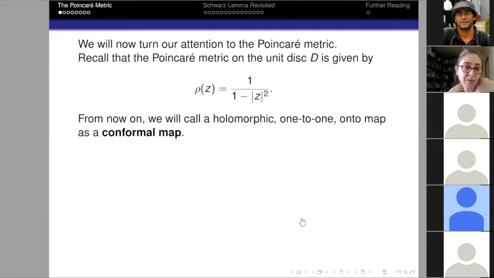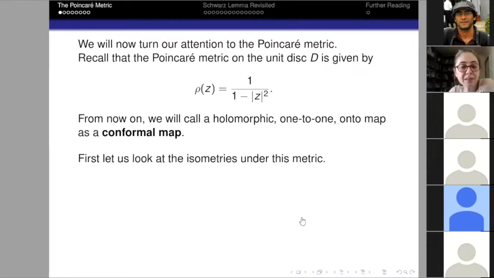I strongly recommend you to review the subject from a complex analysis book. Ahlfors does it in a detailed way. Also, Dominant's book does it in an enjoyable way. So you can check any complex analysis book for detailed information, detailed knowledge about conformal maps.